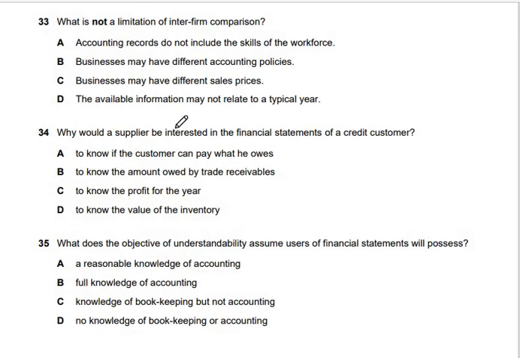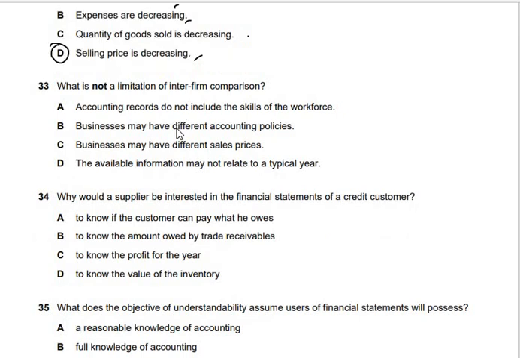Right. So 33. What is not a limitation of interfirm comparison? Accounting records do not include the skill of the workforce. That is a limitation. Business may have different accounting policies. Yes, it's a limitation. Why?